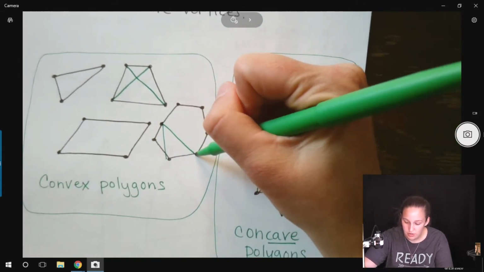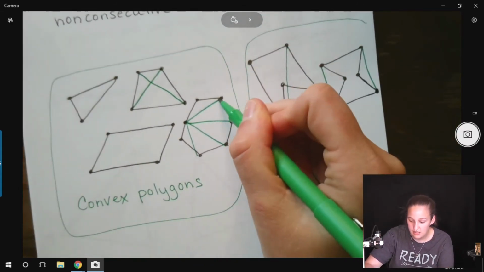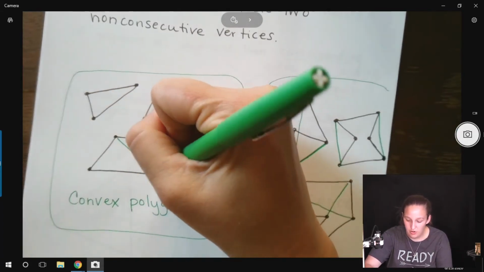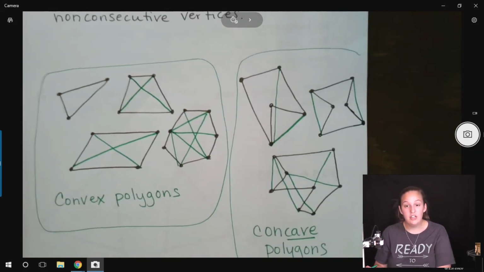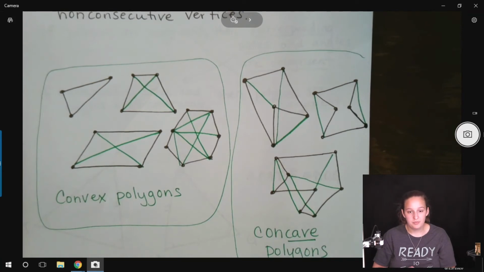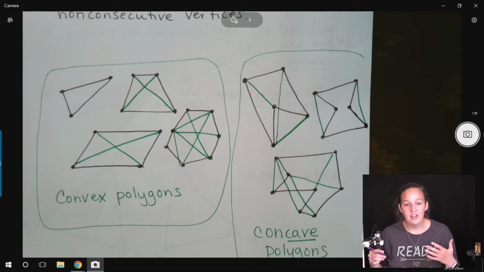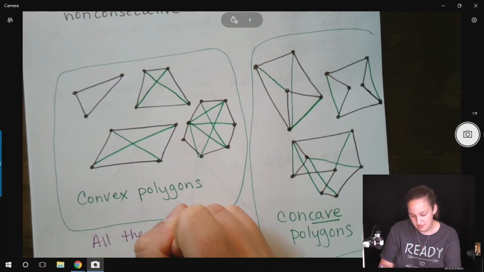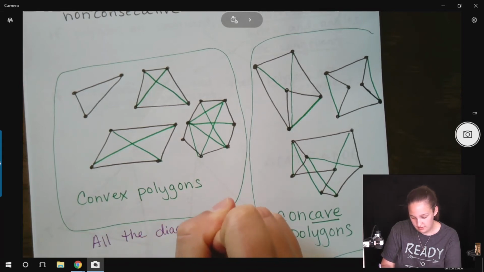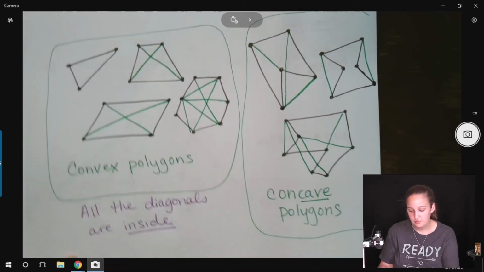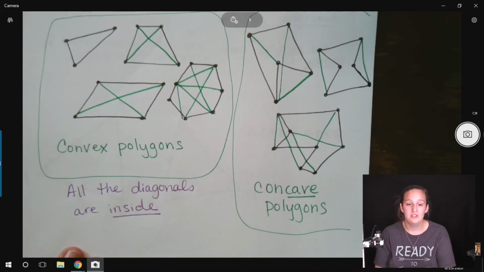When you go to your non-consecutive vertices, they are all, every one that you draw. And I want you to look at this and play along with this. Try to find one that doesn't work. But you'll find that the definition of a convex polygon is that all the diagonals are inside the polygon. All the diagonals are inside.